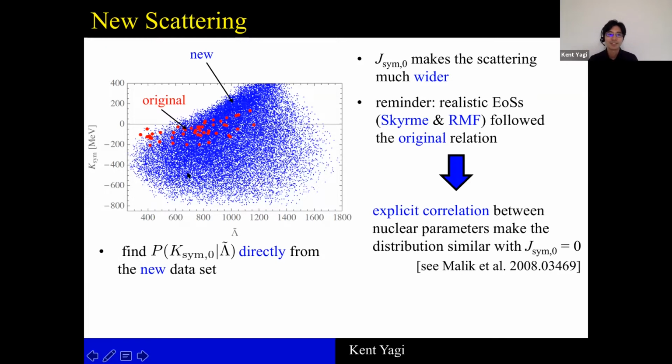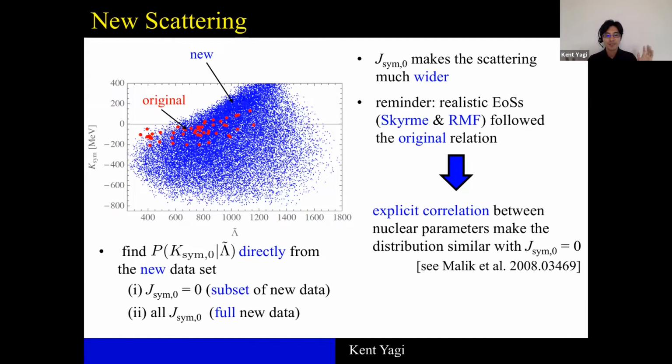And to do so, we split this blue data set into two pieces. One is where we just focus on the case where there is no higher order parameter J. So we just set J equals 0 and then use a subset of this blue data set where J is being set to 0, which is more consistent with the realistic equation of state. The second analysis is we take a more conservative approach. We don't assume any correlation among nuclear parameters, and then we use the full data set shown in blue. And for both of these cases, we use the actual data to construct this conditional distribution directly.